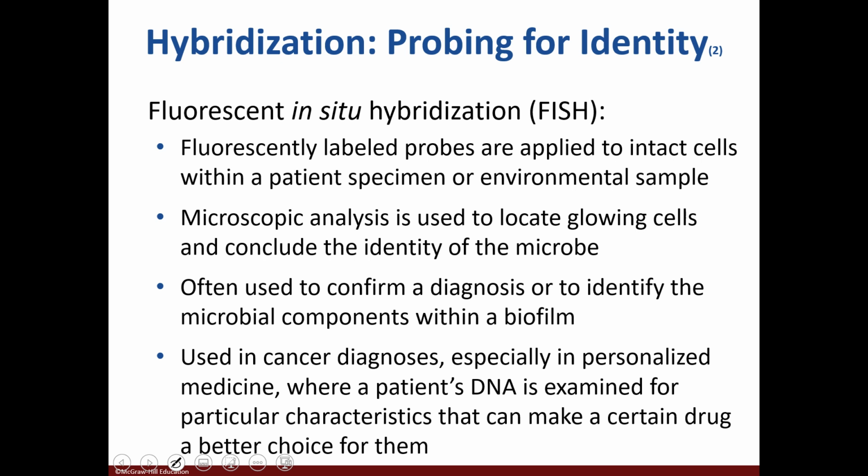Fluorescent in situ hybridization, or FISH, uses probes attached to cells in a sample. Glowing cells can be used to determine the identity of a microbe and is useful in identifying a component in a biofilm. It's also used in the diagnosis of cancer and can be used to personalize treatment.